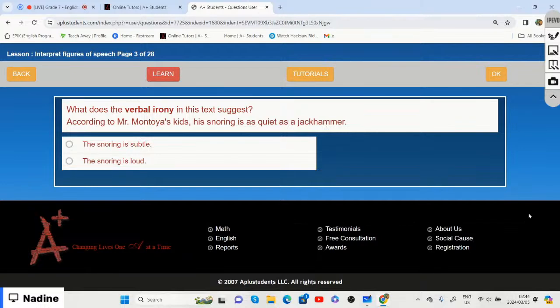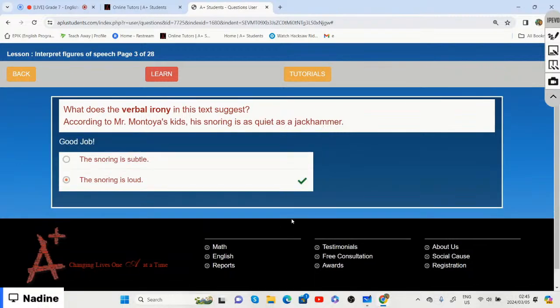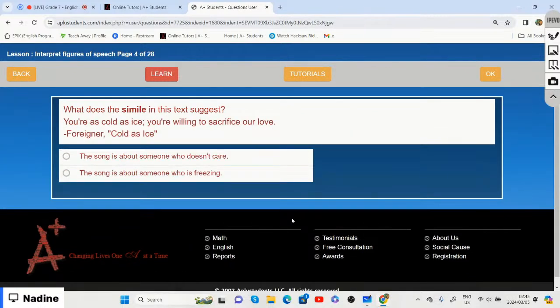Right? So if we say that according to Mr. Montoya's kids, his snoring is as quiet as a jackhammer, then we can actually say that his snoring is quite loud, right? Because it's almost like a figurative speech, right? So it doesn't necessarily specifically mean that he is quiet.